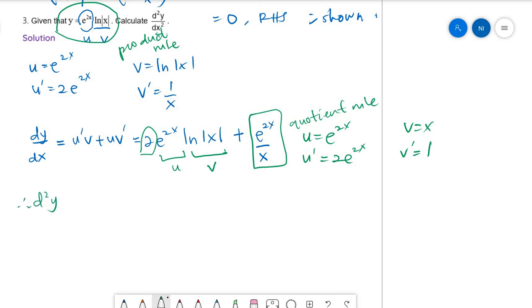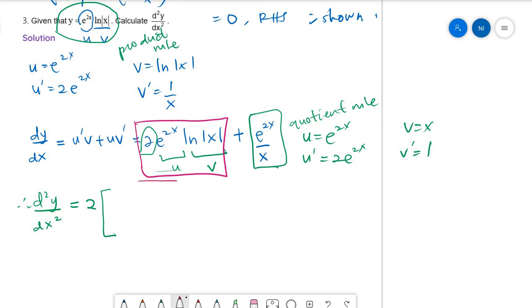Therefore, d squared y/dx squared is actually equal to 2, this one is the constant here. We want to solve this part first. So 2, open the bracket. This is the dy/dx after we have differentiated e to the power of 2x times ln x. But right now we have 2e to the power of 2x ln x, so we just need to rewrite the 2 outside the bracket. Copy the answer that we have gotten for dy/dx, plus e to the power of 2x over x.